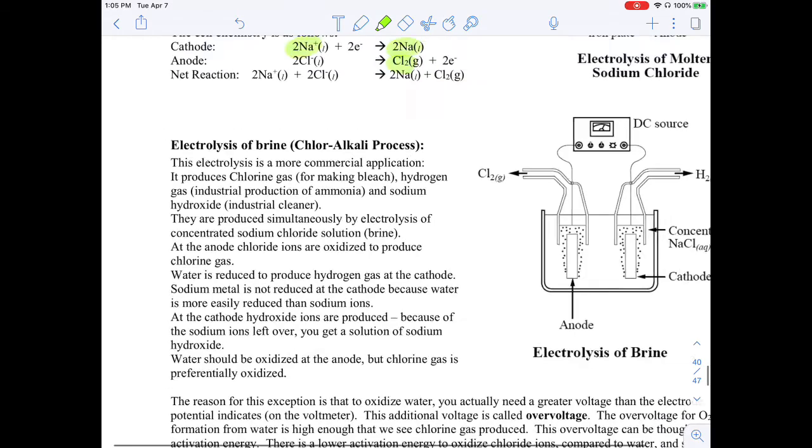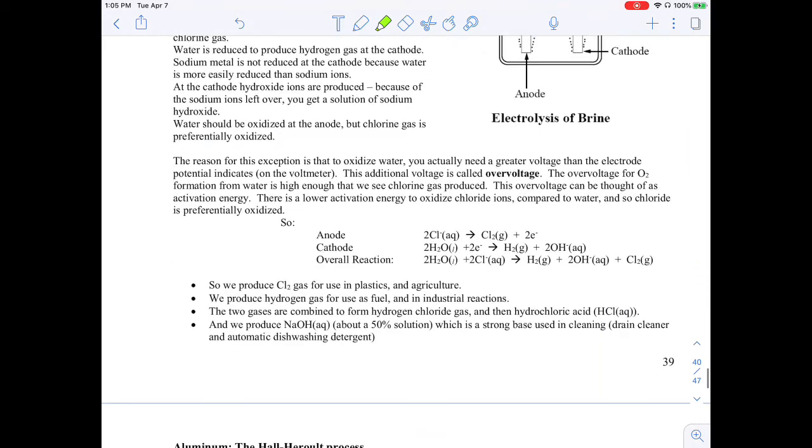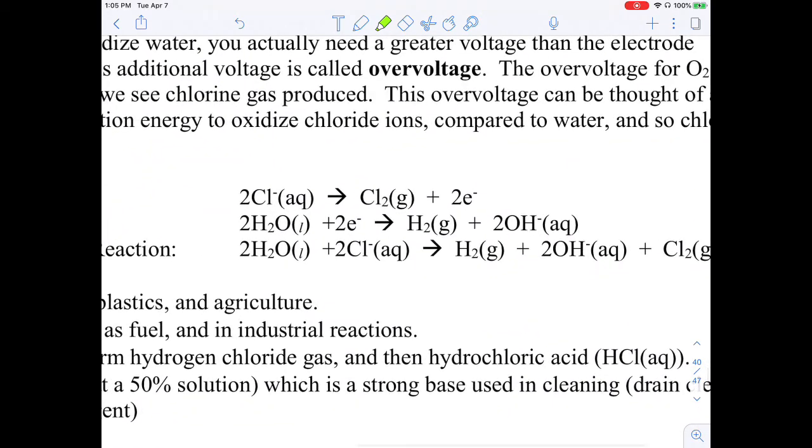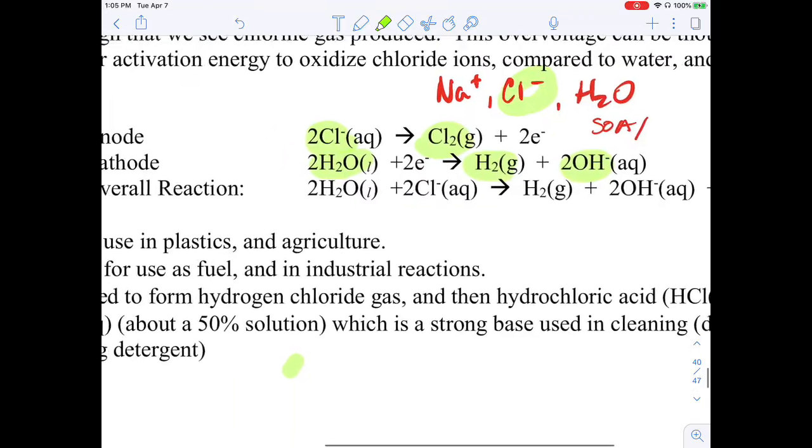We looked at the chloralkali process that you need to be aware of, where if you have sodium chloride solution, where you would have sodium ions, chloride ions and water, we would expect that water would be the strongest oxidizing agent and the strongest reducing agent. But what we find is that water will actually not be the one that reacts at the anode, but the chloride is going to become chlorine if we produce enough voltage. And then at the cathode, we still have water that's producing the hydrogen and hydroxides.